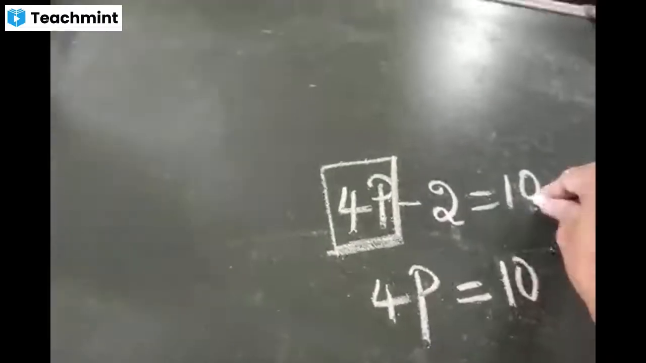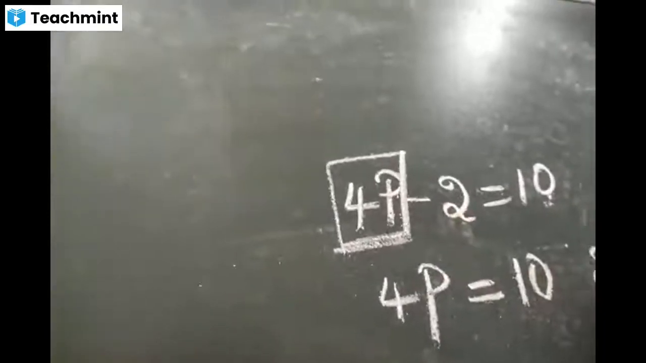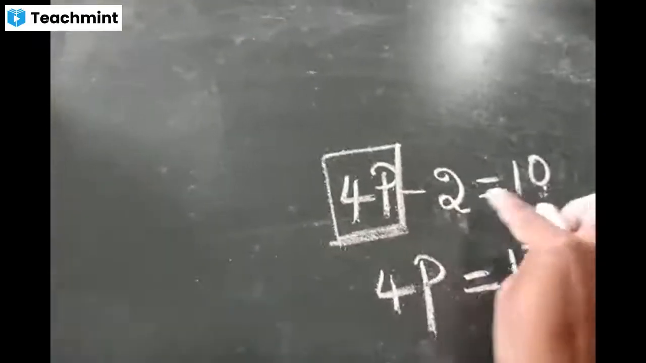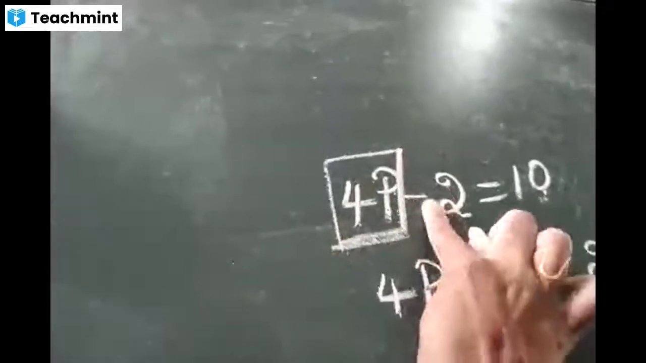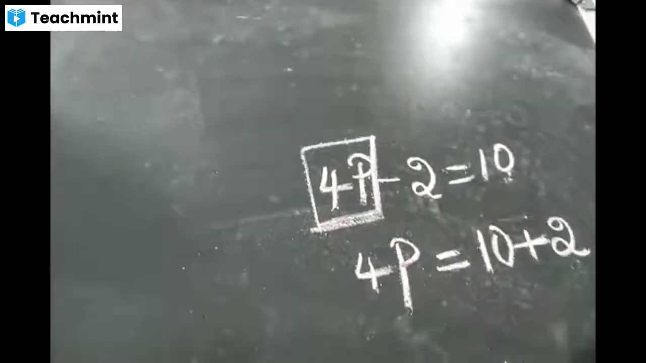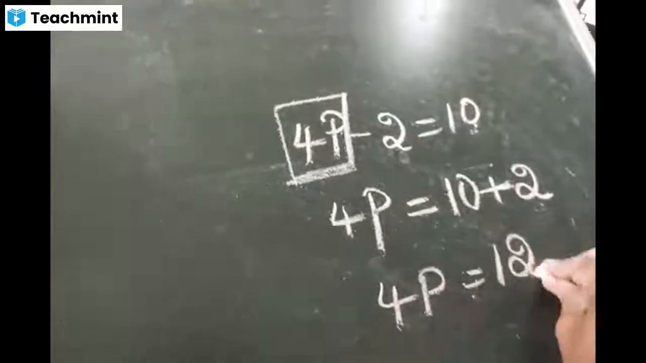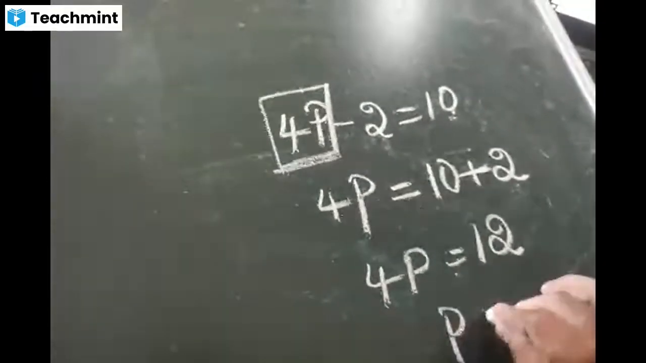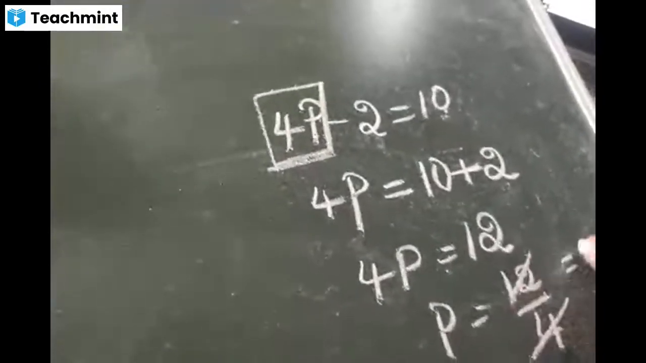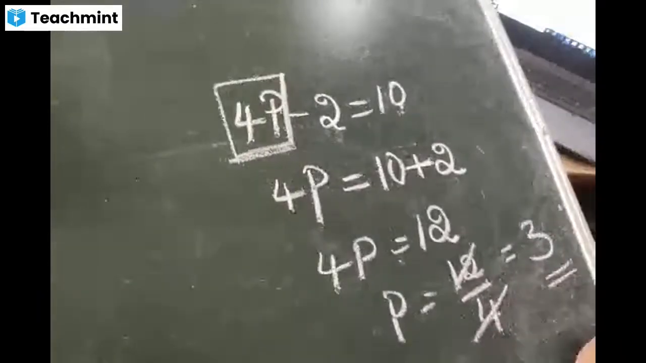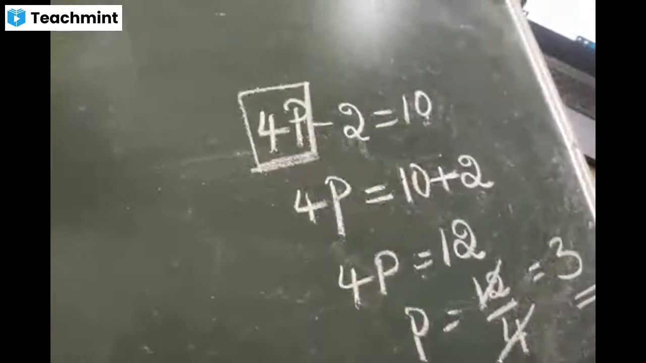First, you write this number only. Don't write this one first. Now, you write this one. So I'm taking this one here. This number is crossing the equal sign. When any number is crossing the equal sign, then the sign will get changed. So minus 2 becomes plus 2 here. So 4p is equal to 10 plus 2, which is 12. So p is 12 divided by 4, that is 3. Okay. 3.